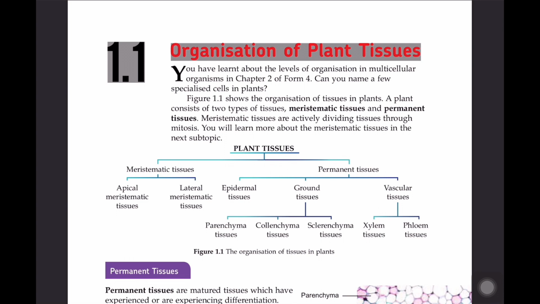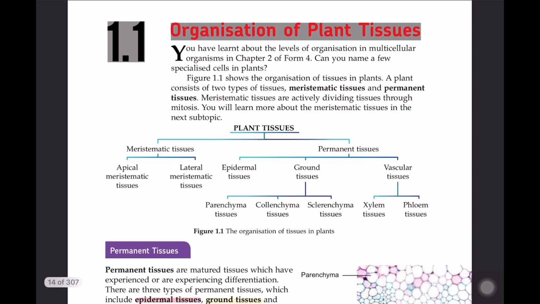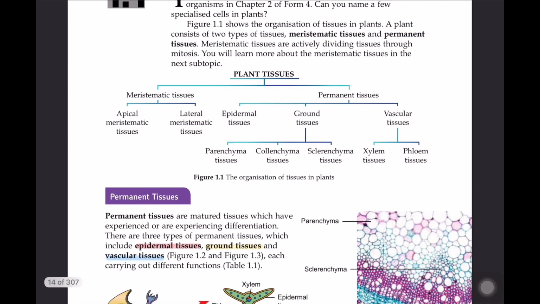So name a few specialized cells in plants. There are two main ones, phloem and xylem. That's it. Specialized cells for plants. However, we are going to get a bit more in depth with this. Okay, there are two types of plant tissues, meristematic and permanent tissues. So meristematic are actively dividing tissues through mitosis. So an easy way to remember, you remember mitosis, you remember meristematic. Starts with M for both of them. Okay, so we will learn also the subsections in each of the different types of tissues with more tissues and more tissues. Don't worry, we will go through all of them.